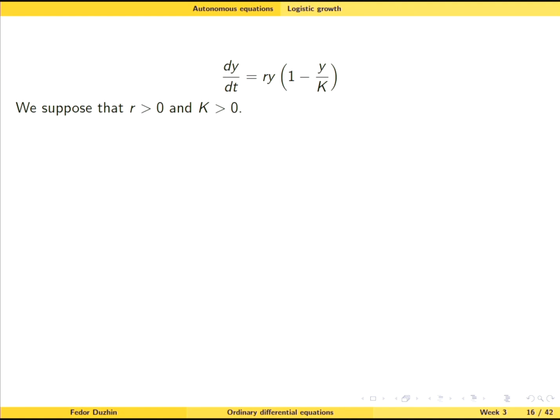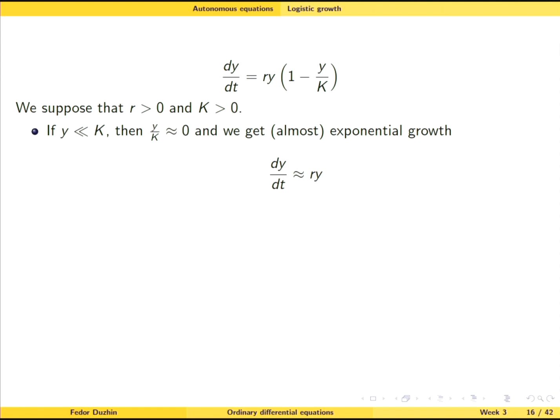All right, so let us review. Here is the logistic differential equation. The basic logic here is that there are two constants, R and K. The idea is that if the population Y is small, much smaller than K, which is called the carrying capacity, then Y over K is almost zero, which means we can neglect the term Y over K, and the rest is just exponential growth.